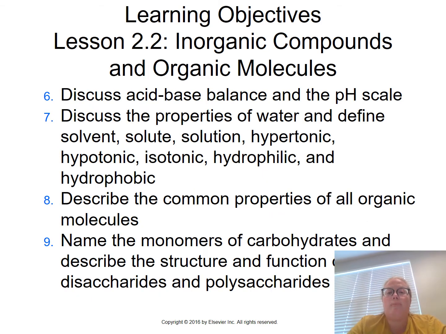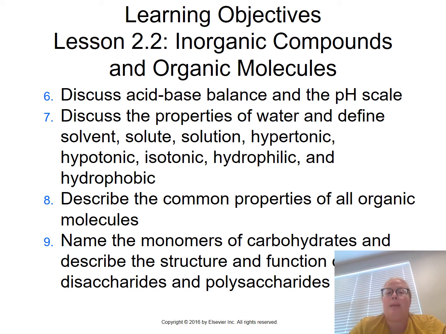So, as far as learning objectives, we are going to discuss acid-base balance and the pH scale. We're going to discuss the properties of water and define solvent, solute, solution, hypertonic, hypotonic, isotonic, hydrophilic, and hydrophobic. We're going to describe the common properties of all organic molecules.